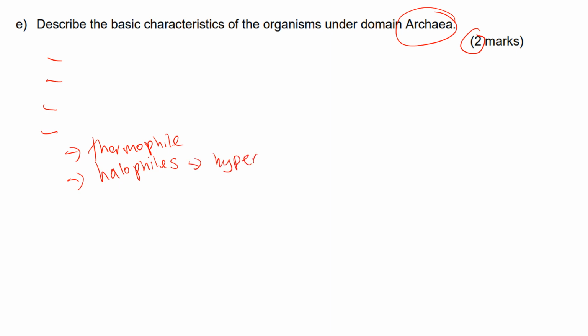They can live in a hypersaline environment. They are salt loving. And the other one is methanogens. These are archaea that live in, for example, the rumen or in the lower segment of the intestine of animals. They live in the intestine of animals, such as ruminants. So these are examples of features of organisms under the domain archaea.